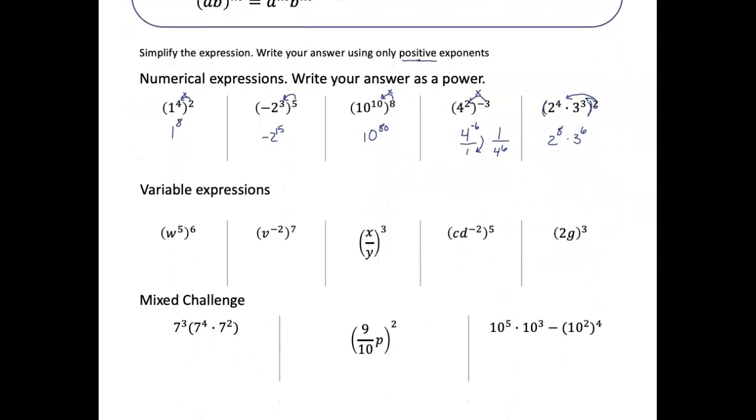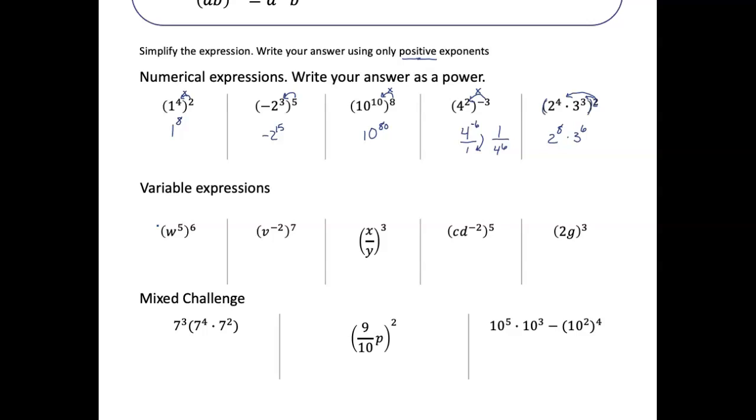What about with variables? Same thing. W to the fifth is being raised. This entire expression is being raised up to a new power. So we are going to distribute the 6 in. We multiply the exponents. So keep the base, multiply the exponents. 5 times 6 is 30.